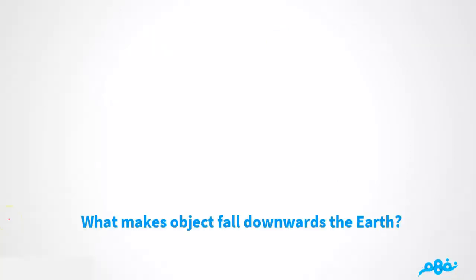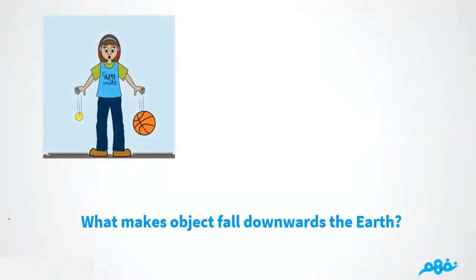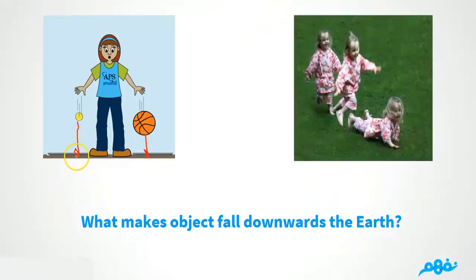And I'm gonna ask you this question: what makes objects fall downwards to the earth? So let's look at this picture. We have a girl who has two balls, and these two balls are falling downwards to the earth, right? And let's just look at the second picture. We have a girl who's running, and all of a sudden she falls, actually where? Yes, on the ground. So she falls on the ground, which means downwards to the earth.